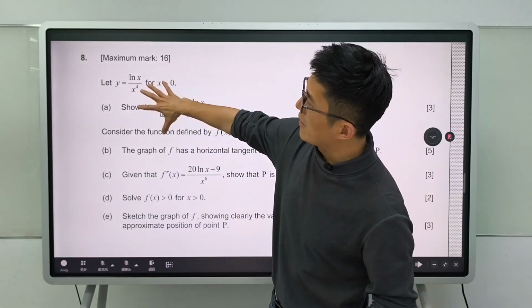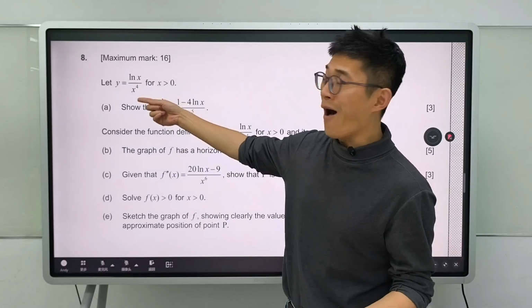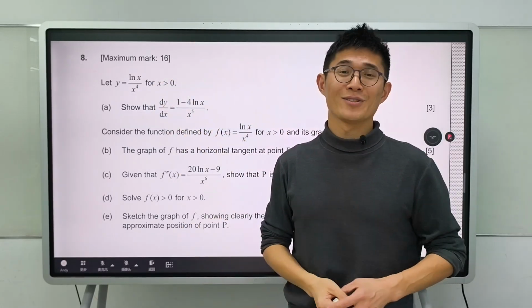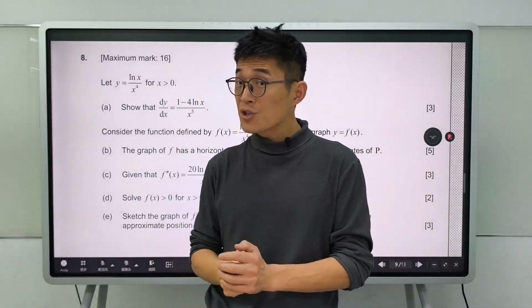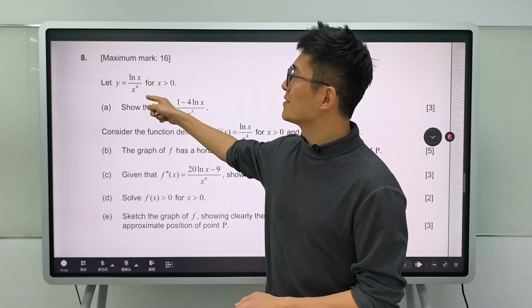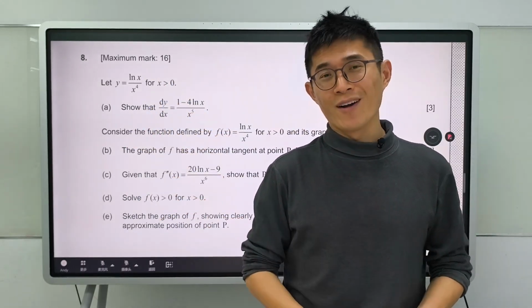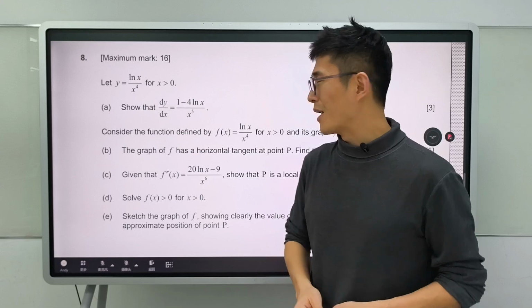So for this one, you see, y equals ln of x over x to the power of 4. ln is the natural logarithmic function. So apparently we're going to use the quotient rule. Let's give it a go.